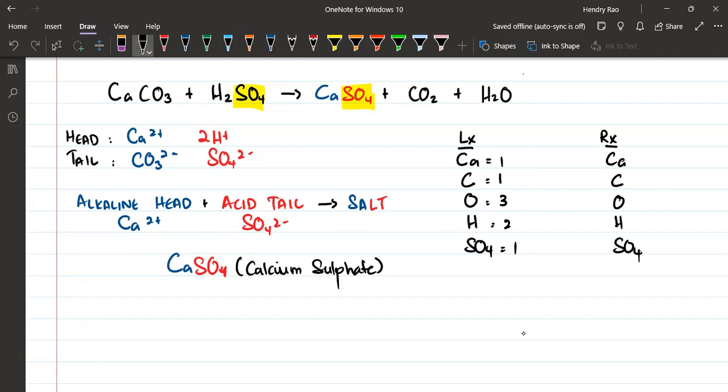On my right-hand side, I have calcium, which is 1, carbon, which is 1, oxygen, which is 3. How do I get 3? 2 oxygen here, 1 oxygen here. So in total, I have 3. Then I have 2 hydrogen, and 1 sulfate. Now, all numbers are equal, so I will call it balanced.